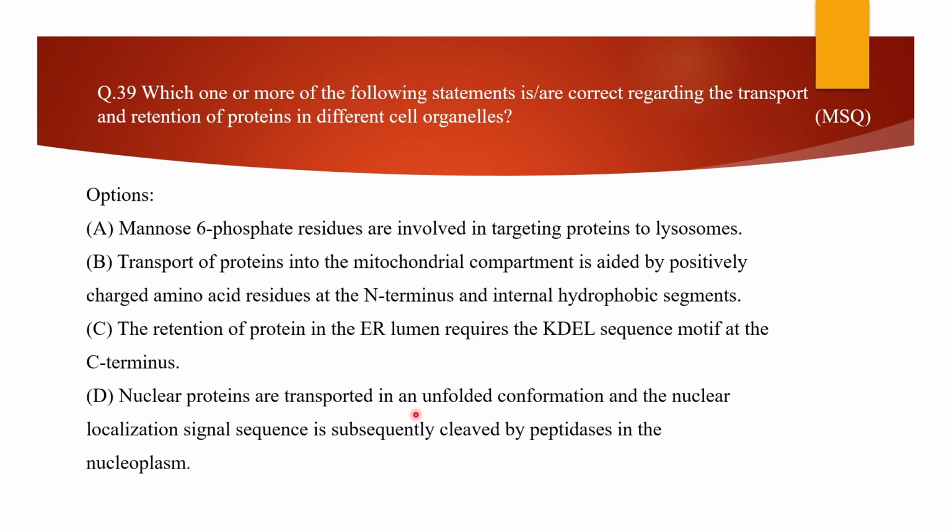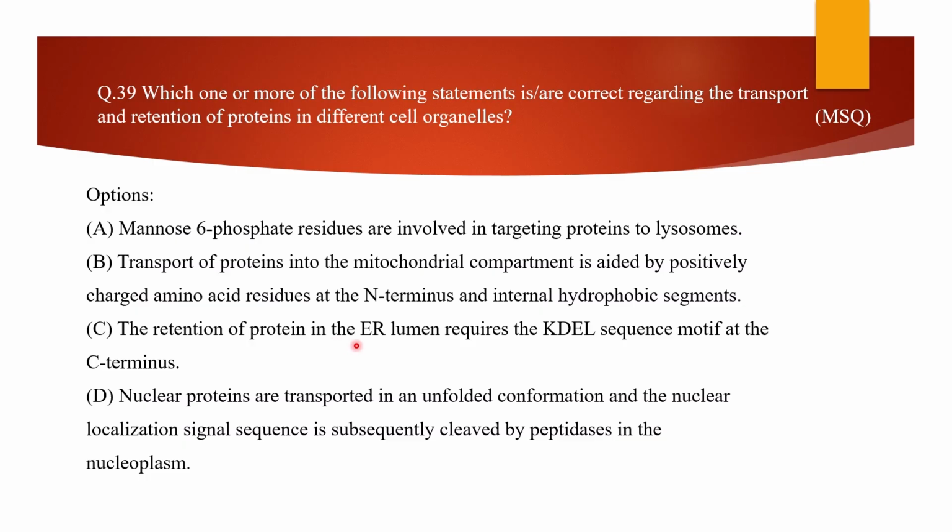Nuclear proteins are transported in a fully folded conformation. They are not transported in an unfolded conformation. The nuclear localization signal sequence is never cleaved by any enzymes in the nucleoplasm. Options A, B, C are correct. Mannose 6 phosphate residues are involved in targeting proteins to lysosomes. Transport of proteins into the mitochondrial compartment is aided by positively charged amino acid residues at the N terminus and internal hydrophobic segments. These are the two mitochondrial targeting sequences. The N terminus sequence is cleavable, but the internal hydrophobic segment sequence is uncleavable.